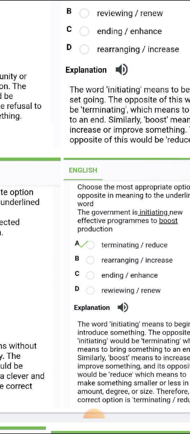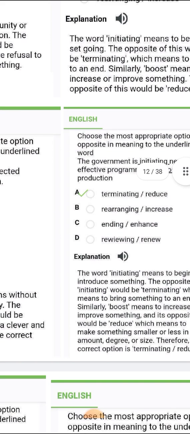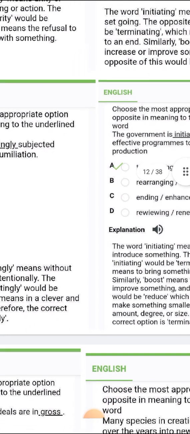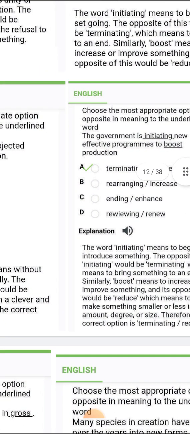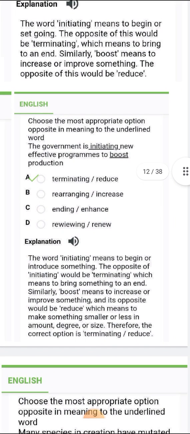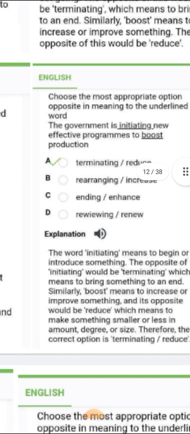The next one is initiating again. Initiating has come again, which is terminating or reduce. Okay? We already know that one. So they repeated this one again the way it is. They repeat questions.